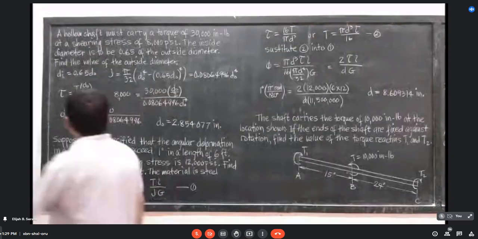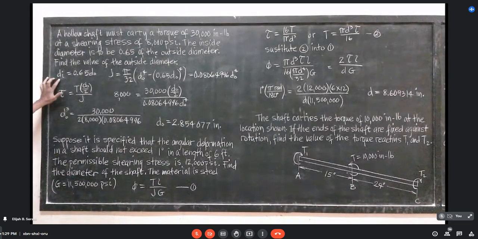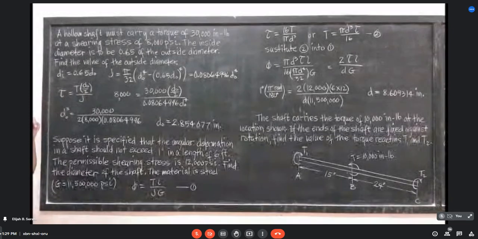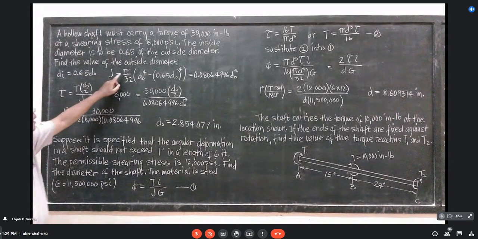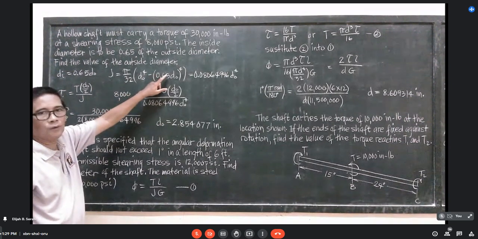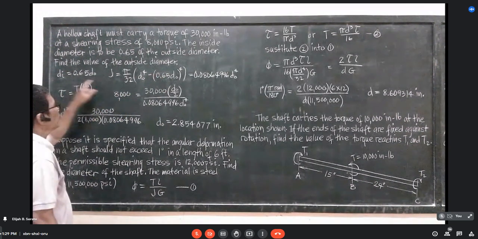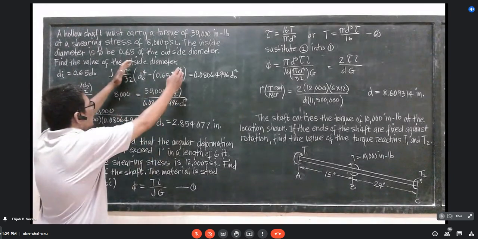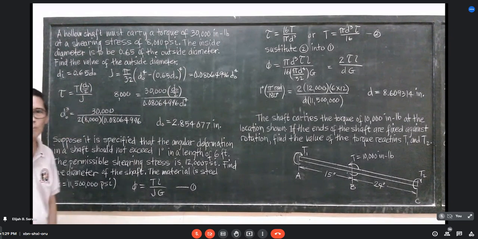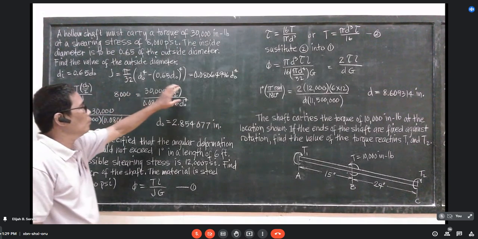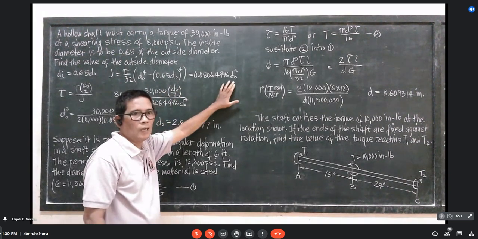So, of course, if we write it in a formula, we say that the inside is 0.65 of the outside. And so we compute for the J. Kay TR over J. J is pi D to the fourth outside minus D to the fourth inside. Inside is 0.65 D outside, and then the whole quantity multiplied by pi over 32. So if we calculate this, we will have this in D outside to the fourth.